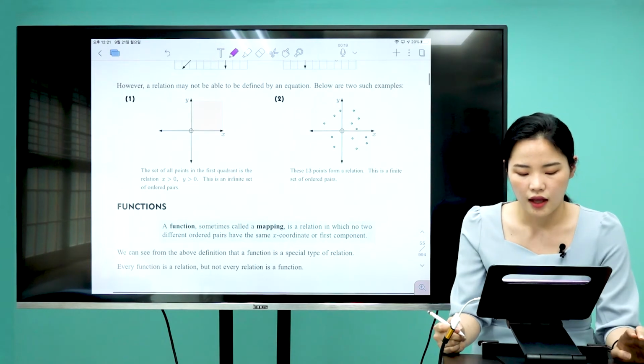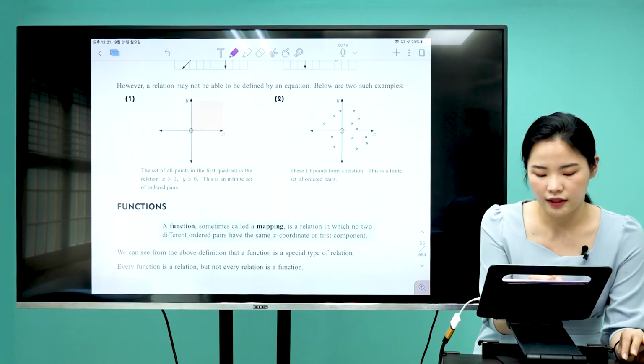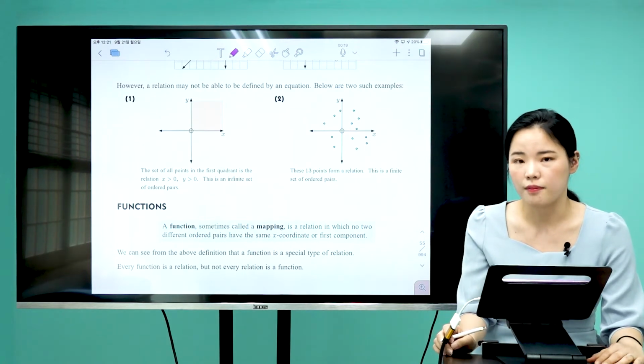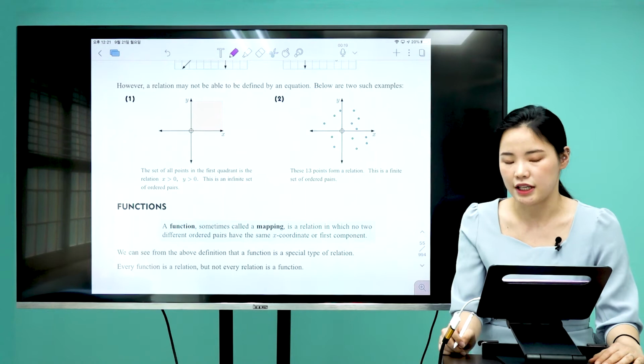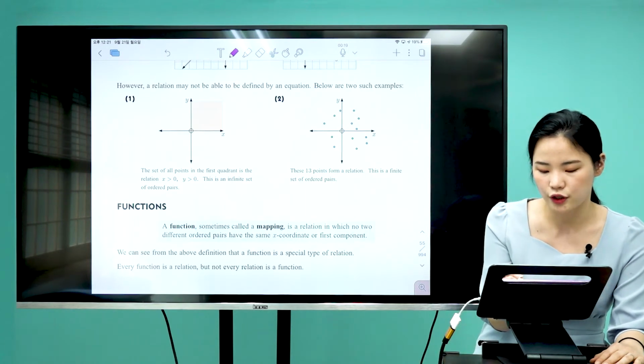Before we go into that, there are many ways to represent a relation. For example, the first one would be by shading.